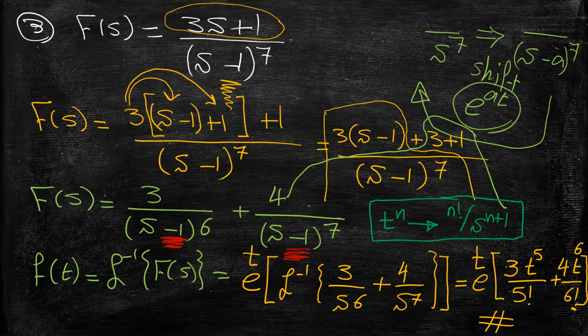So that no one gets confused: if we have t to the power n divided by n factorial, the Laplace transform for this one will be 1 over s to the power n plus 1, which is the case here. If we have 1 over s to the power 6, it will be t to the power 5 divided by 5 factorial, which is this term. And 1 over s to the power 7 means n equals 6, so it will be t to the power 6 divided by 6 factorial. Hopefully this is very clear now.